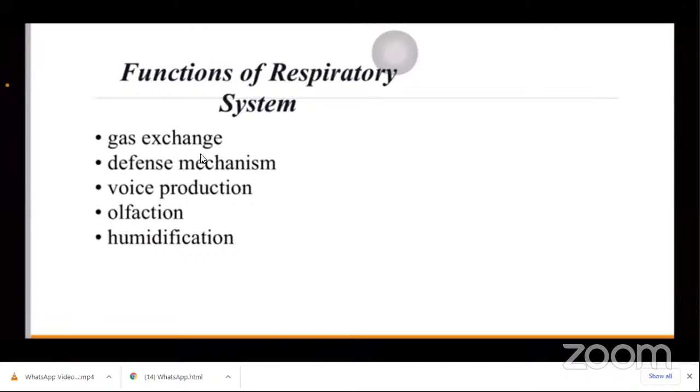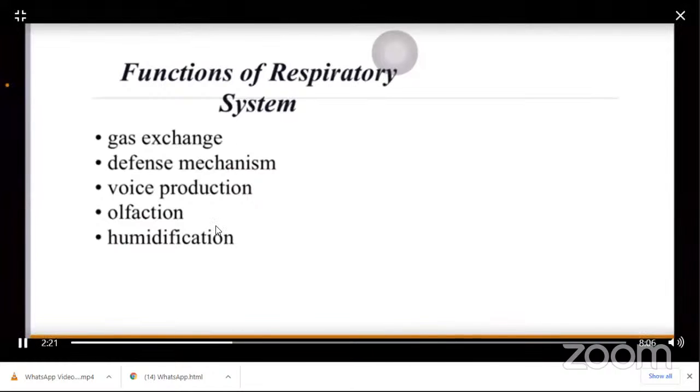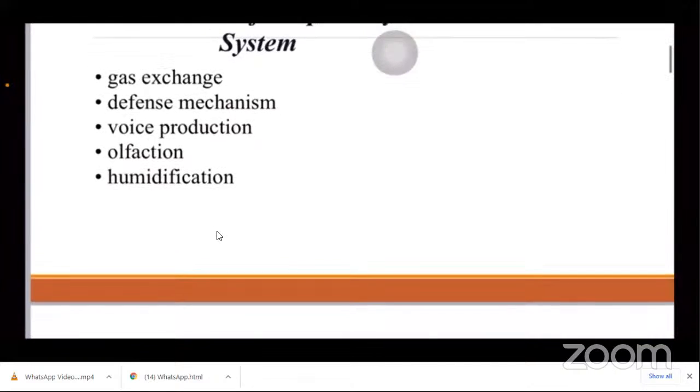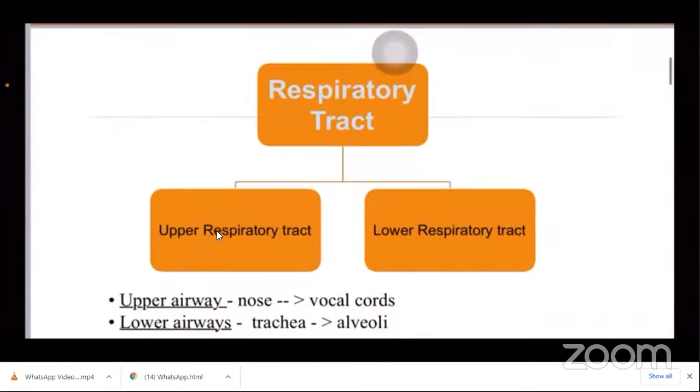And then the last one is humidification. The air which is breathed inside through the nose will be dry, so you have to add moisture into it so that it gets modified when it reaches the lungs for easy absorption of the gases. So these are the functions of respiratory system.